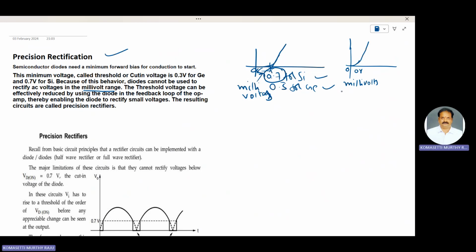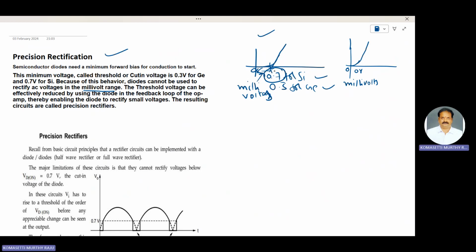The threshold voltage can be effectively reduced by using the diode in the feedback loop of the op amp, thereby enabling the diode to rectify small voltages. The resulting circuits are called precision rectifiers. Precision means exactly, without any delay; the diode is conducting. In conventional rectifiers, up to 0.7 volts the diode does not conduct. After that only the diode is in conducting mode. Rectification will start after 0.7 volts.